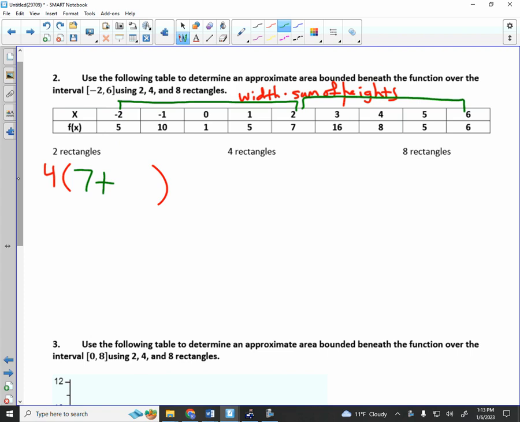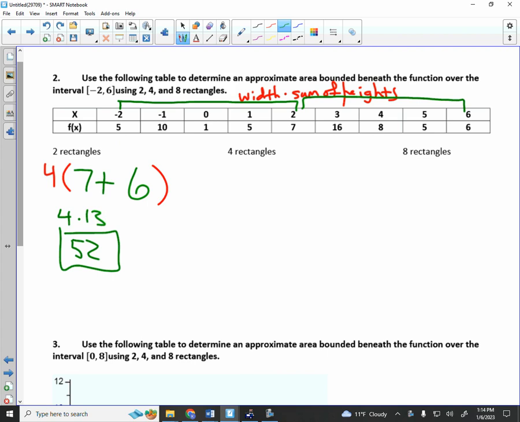Let's get the height. So the height is the function value. So f of 2 is 7. Yep, so then what is f of 6? It is 6. So we have a width of 8. So we go from negative 2 to 6, which is a width of 8. Agreed? And we're going to divide it into 2 parts. So you take 8 and divide it into 2. That means each one is 4. So this gives me a total of 4 times 13, which is 52. So that's the right hand for 2 rectangles.